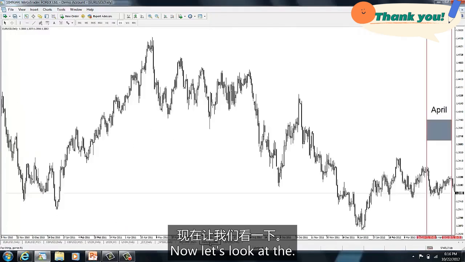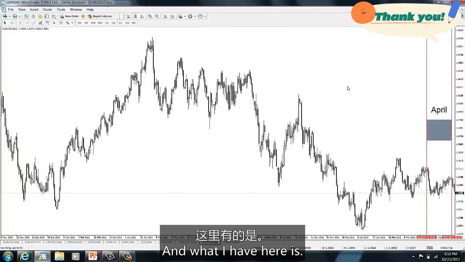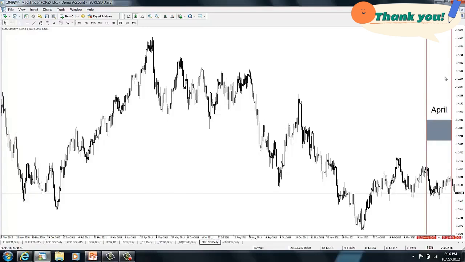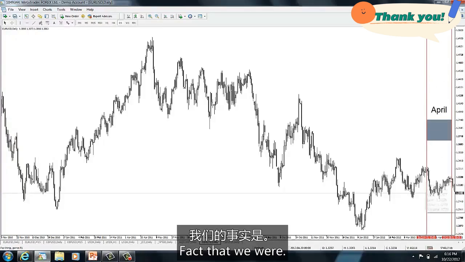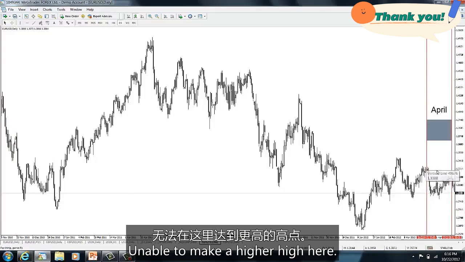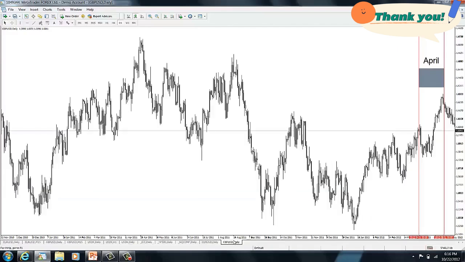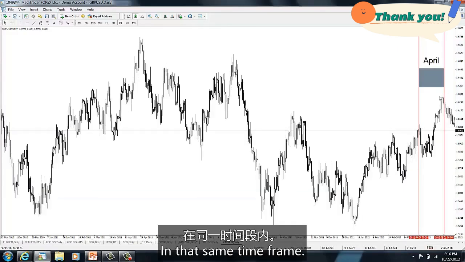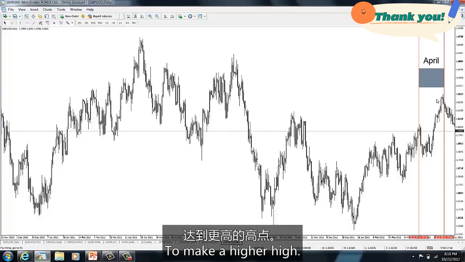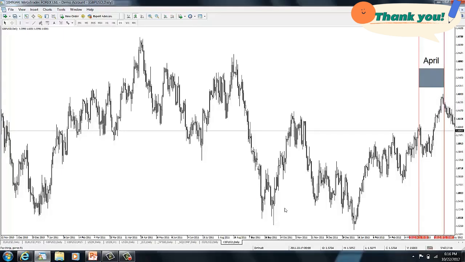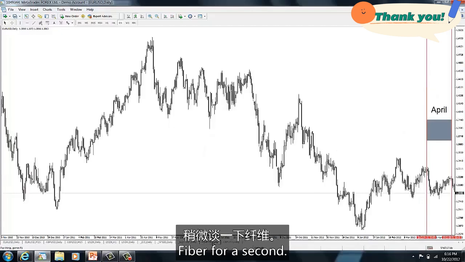Now let's look at the fiber, okay, and what I have here is the April month delineated between the two red vertical lines, okay, and we're looking at the fact that we were unable to make a higher high here, okay. And just for a second, let's just shoot over to the cable, and you can see how in that same time frame in the month of April, the cable was willing and able to make a higher high. Okay, so let's go back to the fiber for a second.